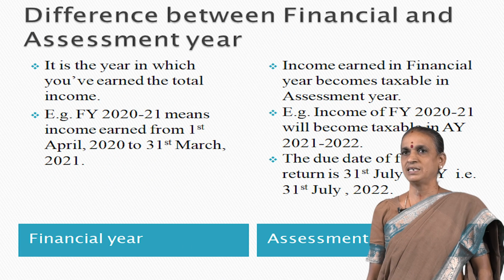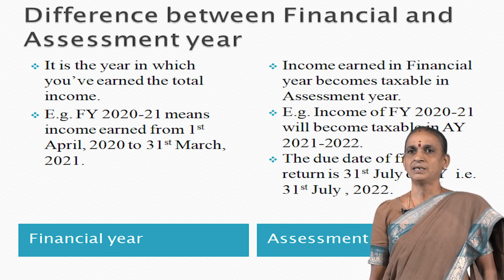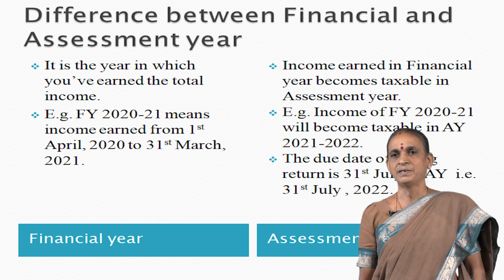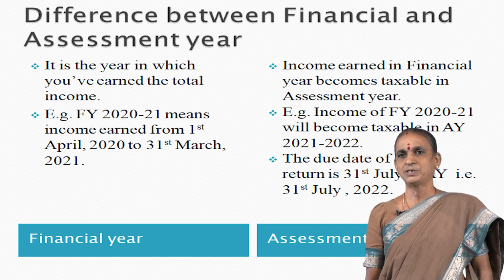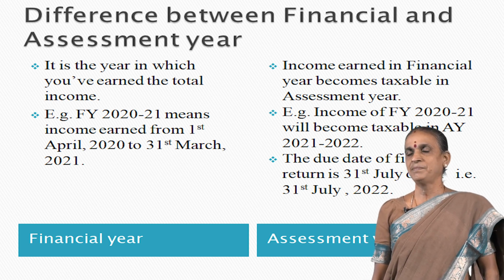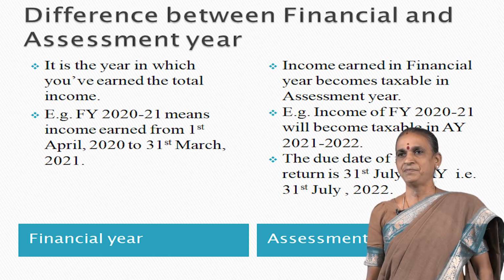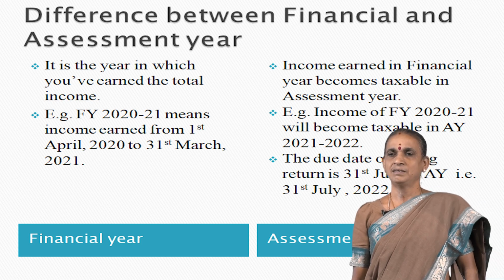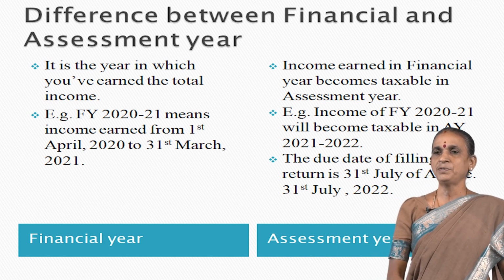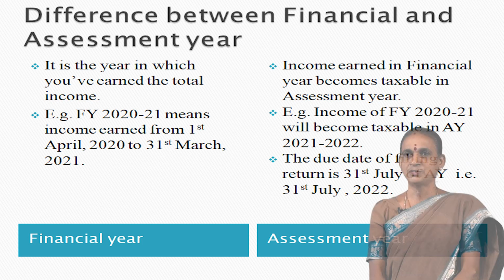Difference between the financial year and the assessment year. The financial year is the year in which you have earned the total income. For example, the financial year is 2021. It means the income earned from 1st April 2020 to 31st March 2021. Assessment year: the income earned in the financial year becomes taxable in the assessment year. For example, income of financial year 2021 will become taxable in assessment year 2021-22. The due date of filing of return is 31st July of the assessment year, that is 31st July 2022.